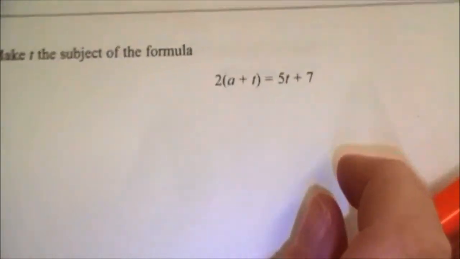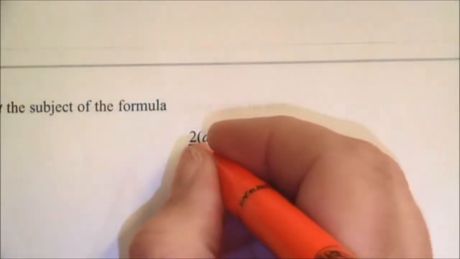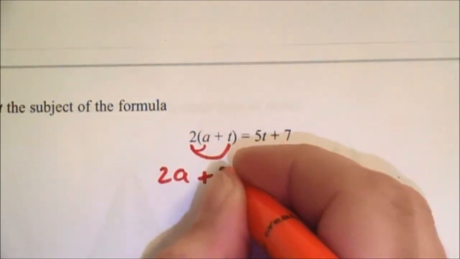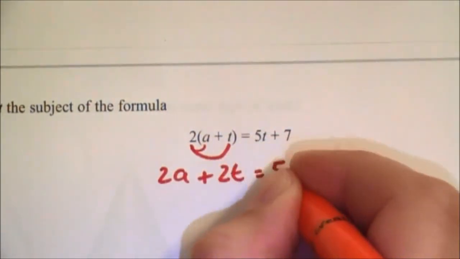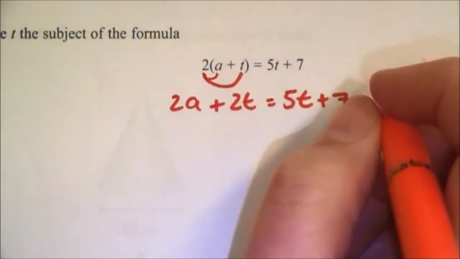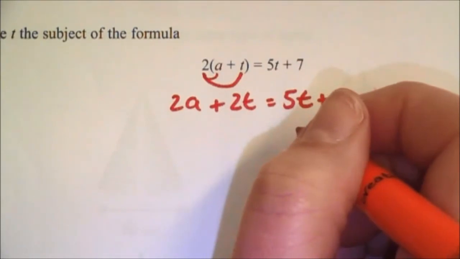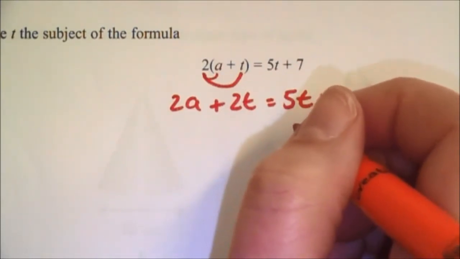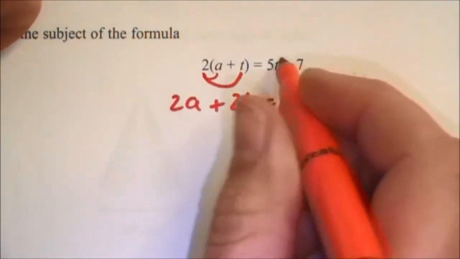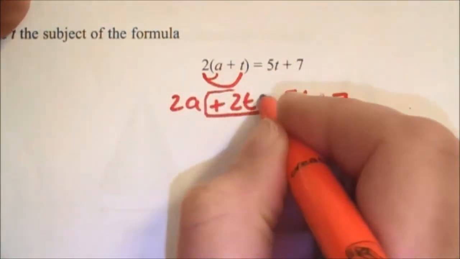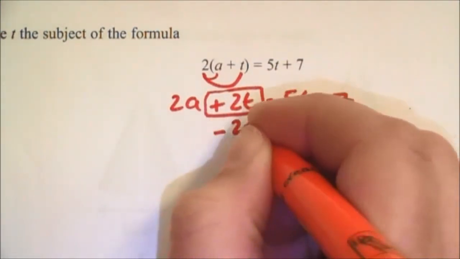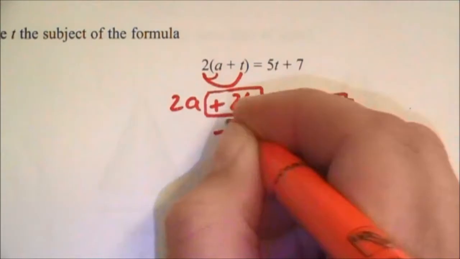Let me zoom in. So here I've got 2 times A is 2A. 2 times T is plus 2T equals 5T plus 7. Now, in order to make T the subject of the formula, I need to collect all my T's together over one side and everything else over the other. So I don't want T on both sides. What I'm going to do is identify the smallest T value, which is this one, and I'm going to get rid of it. So I'm going to take 2T off both sides.